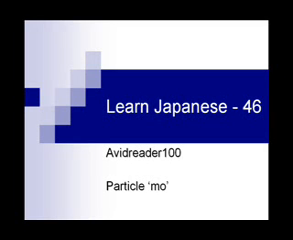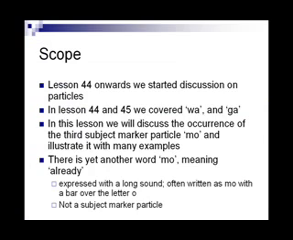This is the third lesson on particles. The focus on particles started in lesson number 44. In this lesson, we will cover the occurrence of particle mo. In lessons 44 and 45, we discussed the application of particles wa and ga. The third subject marker particle is mo.